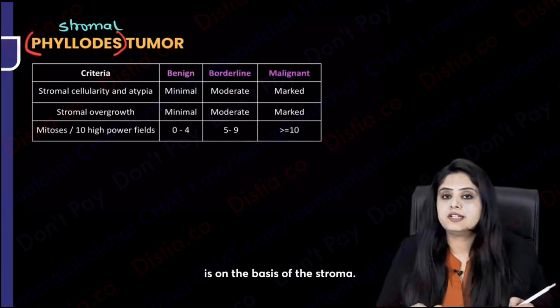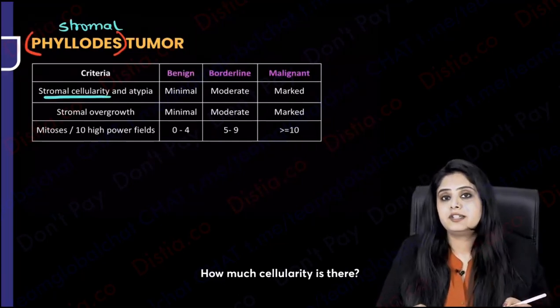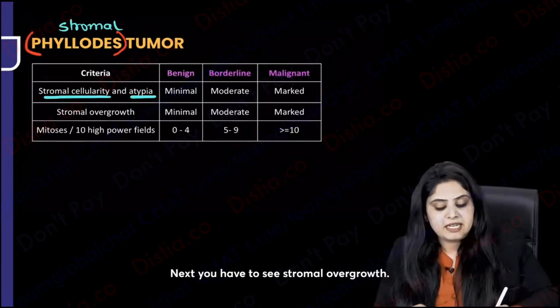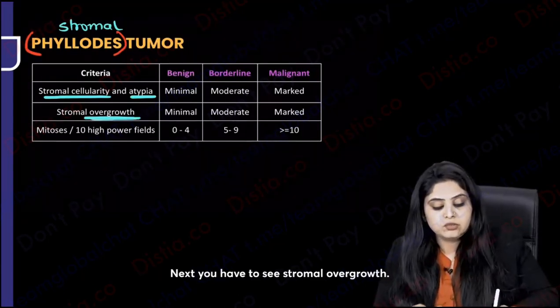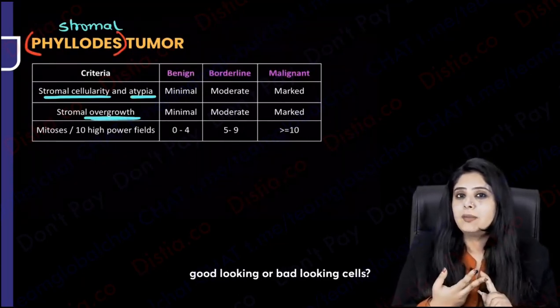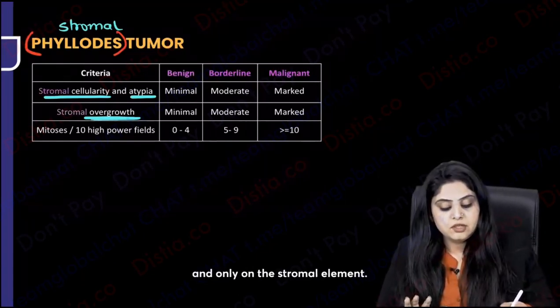So everything that you decide is on the basis of the stroma. You have to look at the cells of the stroma. How much cellularity is there? Are they good looking cells or bad looking cells? Atypia. Next, you have to see stromal overgrowth. So how much of growth has happened? How many cells are there? Good looking or bad looking cells? Basically, my focus is only and only on the stromal element.